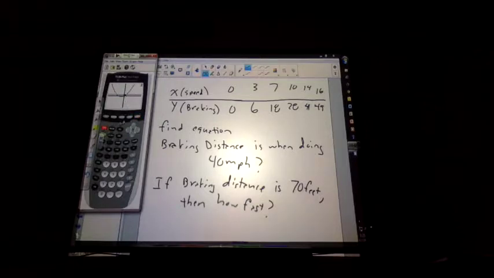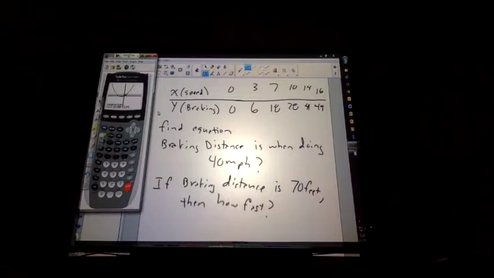So I'm going to go second calc, calculate. I'm going to look for an intersection. Now the big key is make sure I'm close to that intersection because there's two intersections. Okay? So I hit enter, enter, enter. So if I'm doing 21 miles per hour, my braking distance is going to be 70 feet. And that's how I go about doing that problem.